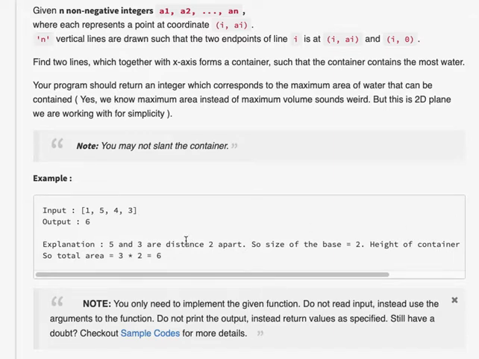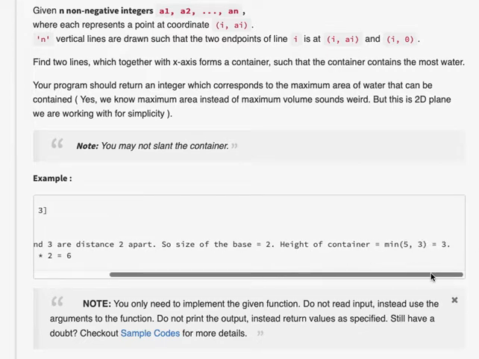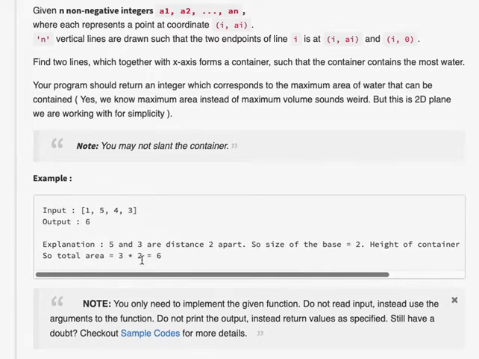If we take two of them and create a container out of it, we can create a rectangle. Here is a bar of height 5, here a bar of height 3. So we go from 3, which is the minimum, all the way to 5, and then we go like this. This is the rectangle. They take the distance, two numbers apart, and the minimum of 5 and 3, which is 3. 3 times 2 is 6.